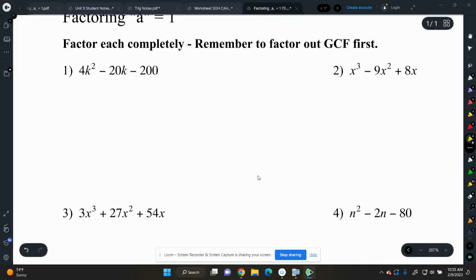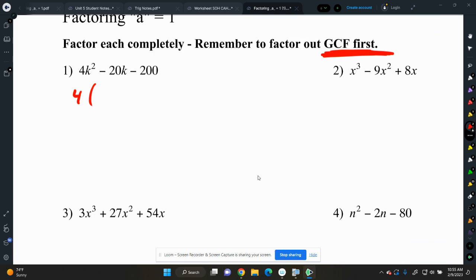Okay, number one, what's the first thing we're going to do? Find the greatest common factor, right? Find the greatest common factor. So for number one, what is the greatest common factor? 4. Angelo, what are we left with? You're left with 1k squared minus 5k minus 50.